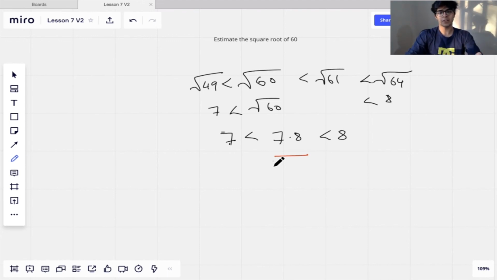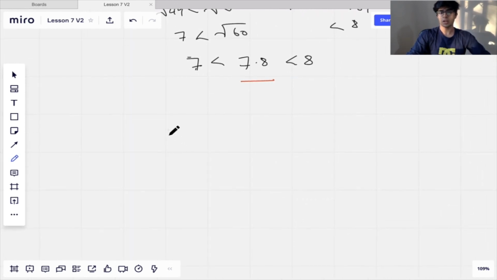To consolidate this, perhaps it's worthwhile to try out another one. Say, what's the square root of 99, for example? I'll give you guys a minute to try figuring this out.